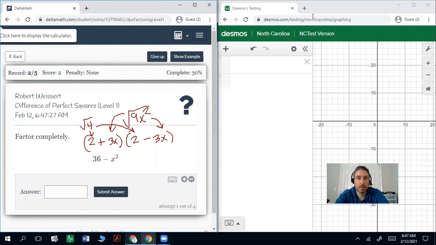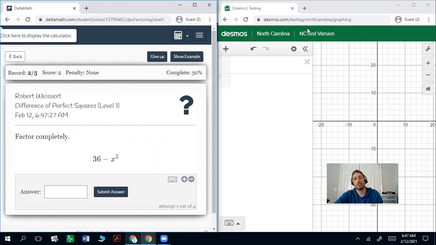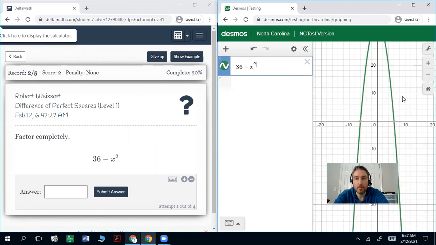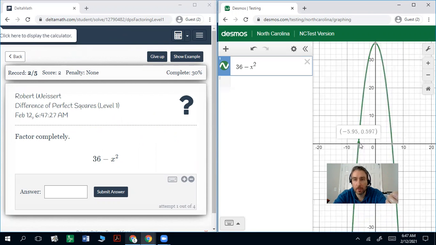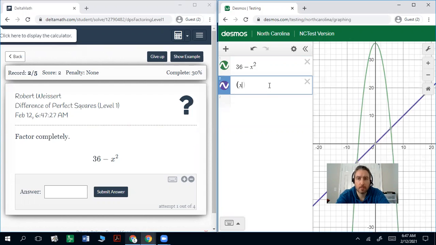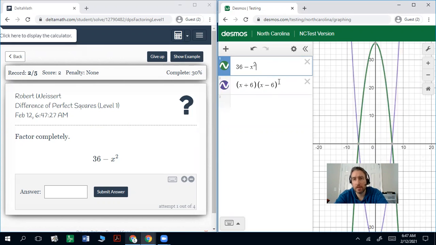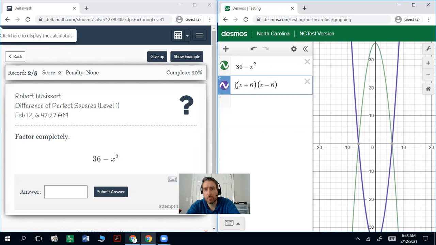Let me show you the cautions of using the graph for these. So let's see if I did 36 minus x squared. Well, if I did this the way I did before, if I click on my two points of intersection, the zeros, I get negative 6 and 6. So I might think, all right, x plus 6 and x minus 6. Problem is those aren't the same graphs, right? The issue is I have a negative x squared. So one of these has to be negative.